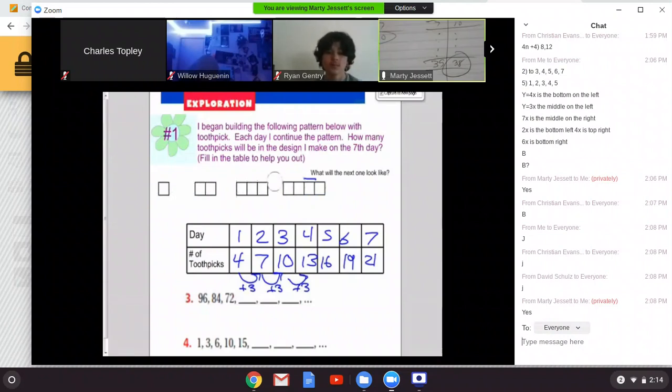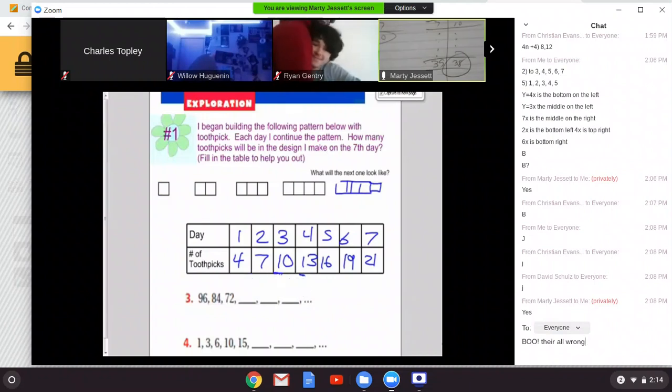If we do it visually and I ask you to draw what the next figure will look like, I'm going to copy this. So have 4. And then again, we just added 1 box each time. And now it's going to have 5.